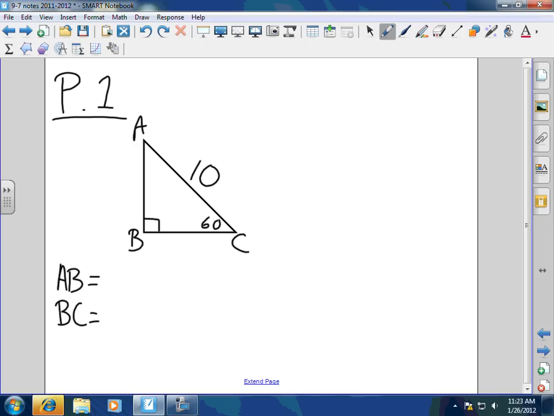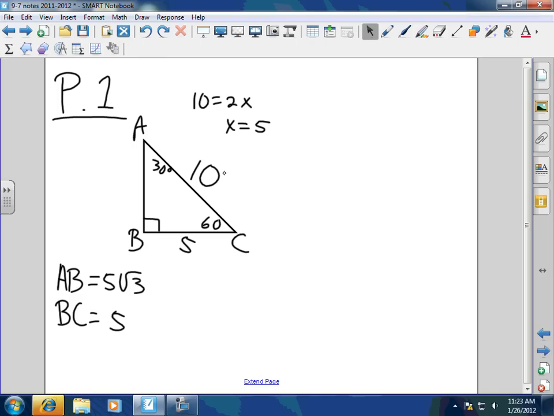Very good. Since the hypotenuse AC is 2x, 10 equals 2x, so x equals 5. So that goes across the side of the 30, so BC is 5. What would AB be? 5 radical 3. Ding dong, the witch is gone. That's it. We're done.